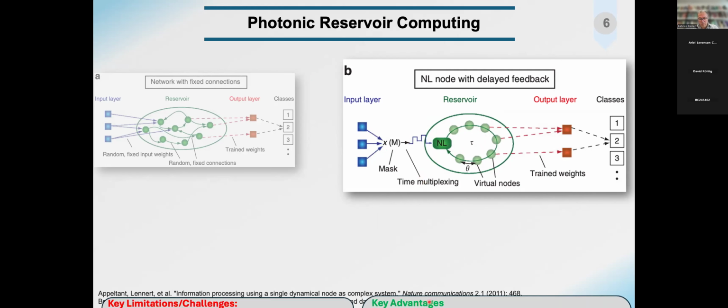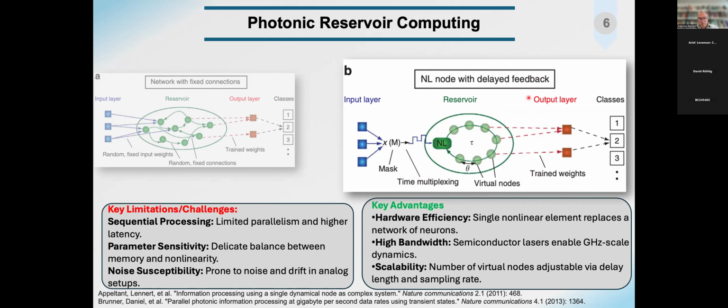If we look at the key advantages and trade-offs that you get while adopting this framework, the advantages are clearly hardware efficiency, high bandwidth, and easy scalability. A single nonlinear element replaces a network of neurons, and high bandwidth semiconductor lasers enable gigahertz-scale dynamics. Scalability comes from the number of virtual neurons being adjustable by adjusting the delay length and sampling rate. The main drawback comes from sequential processing, which means that a bigger reservoir would be slower.